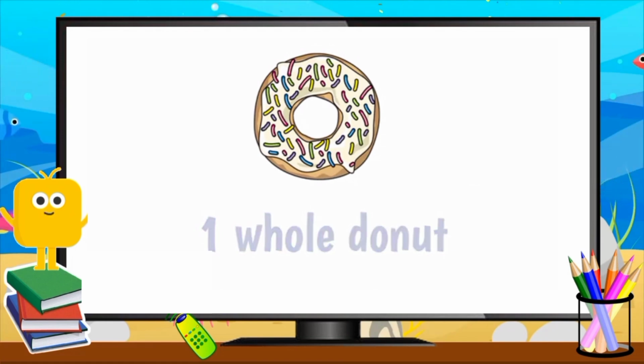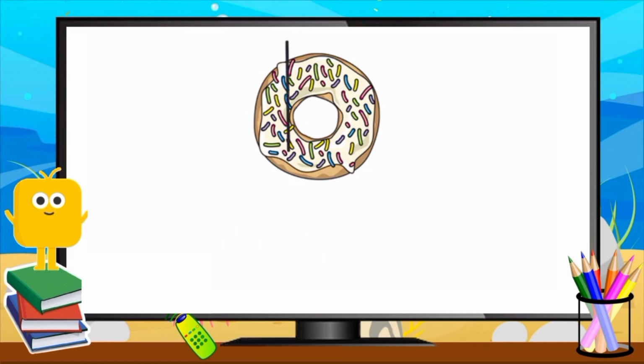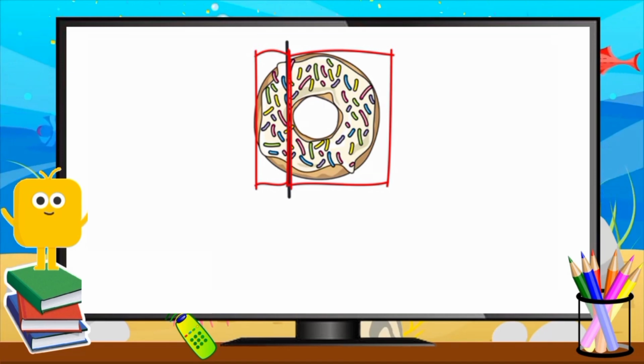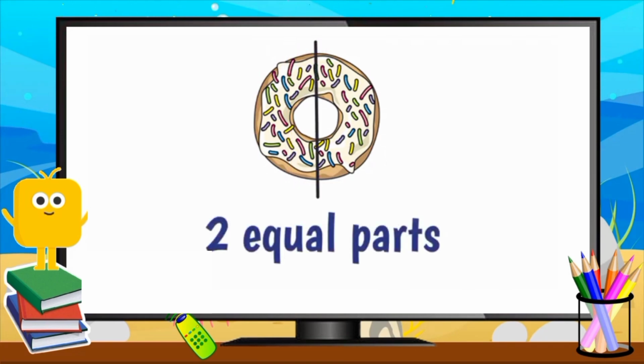Here we have one whole donut. If I wanted to share the donut with someone, I would have to cut it into equal parts and make it fair. If I cut my donut like this, I'll have one small piece and one big piece. That means they are not equal parts. So let's try that again.